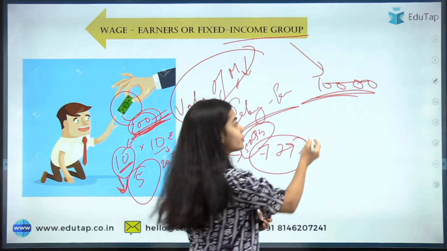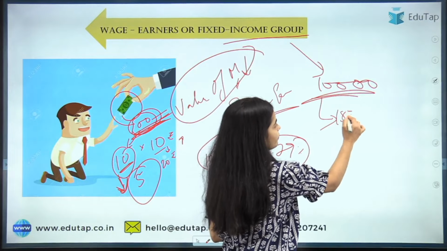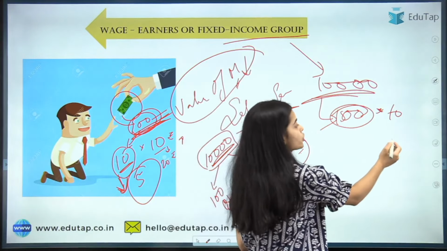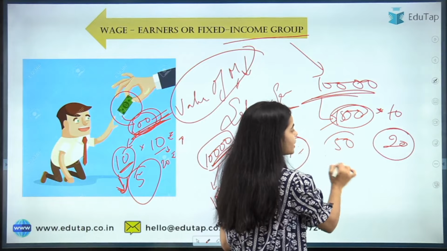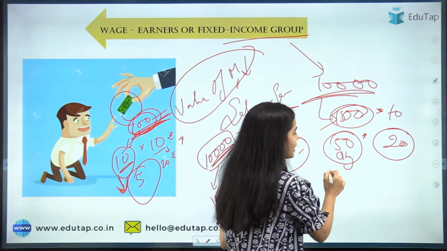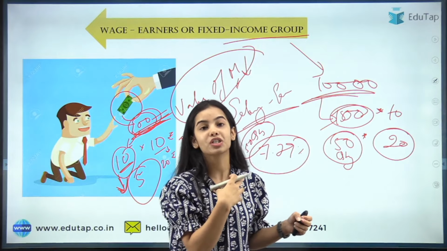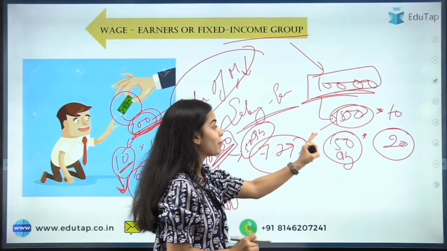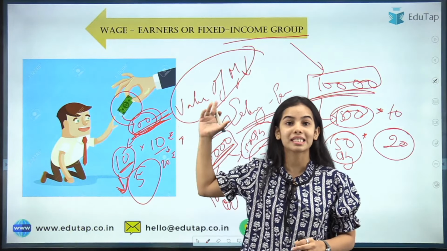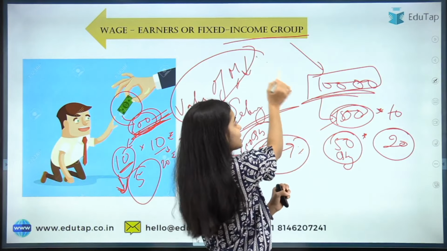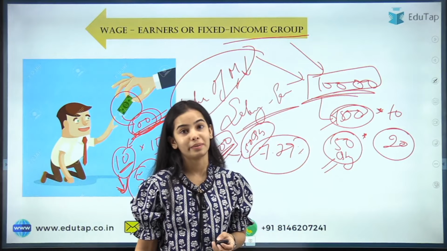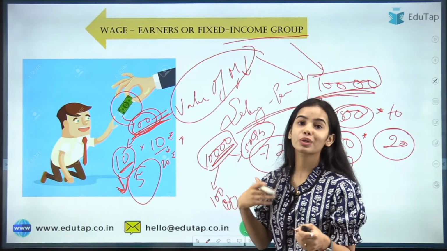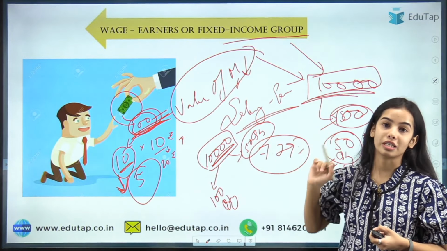From this 10,000, let's say they were able to buy 100 quantities at 10 rupees. But now the prices have increased to 20. So now they will only be able to buy 50 quantities. So their consumption of fruit and vegetables has to reduce, because with the same fixed income, they can buy a lesser amount. So the value of money has decreased, because with the same money they are able to buy less quantity. This is the meaning of the value of money, and how inflation is affecting the wage earners, or the fixed income group.